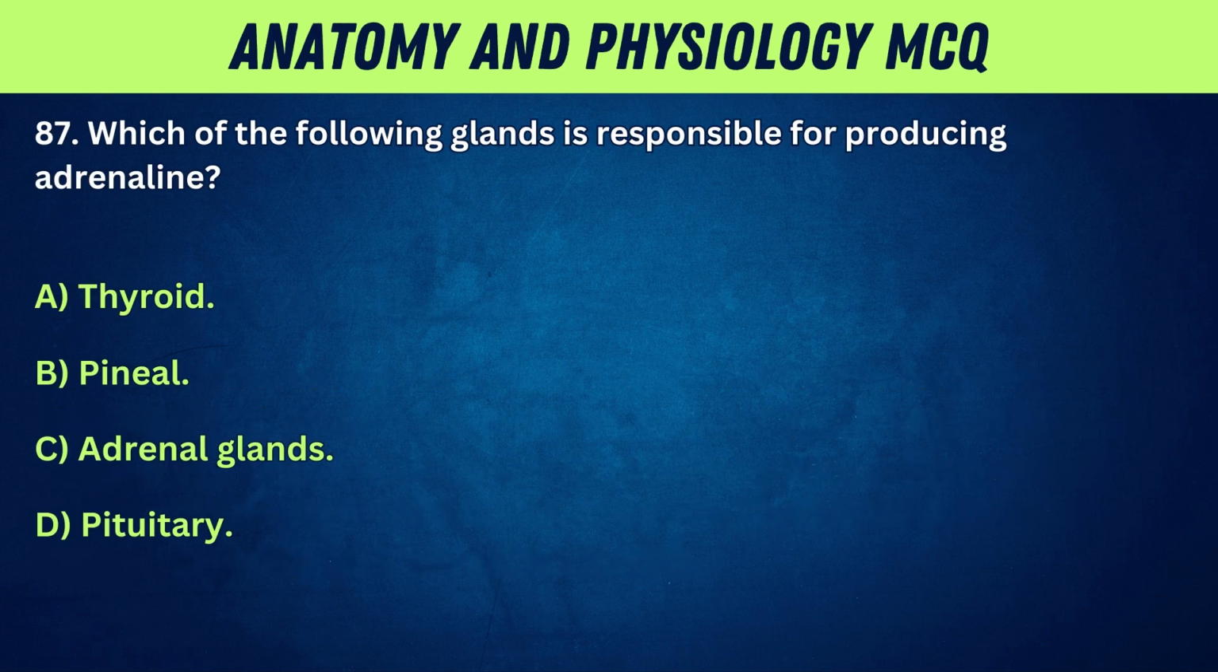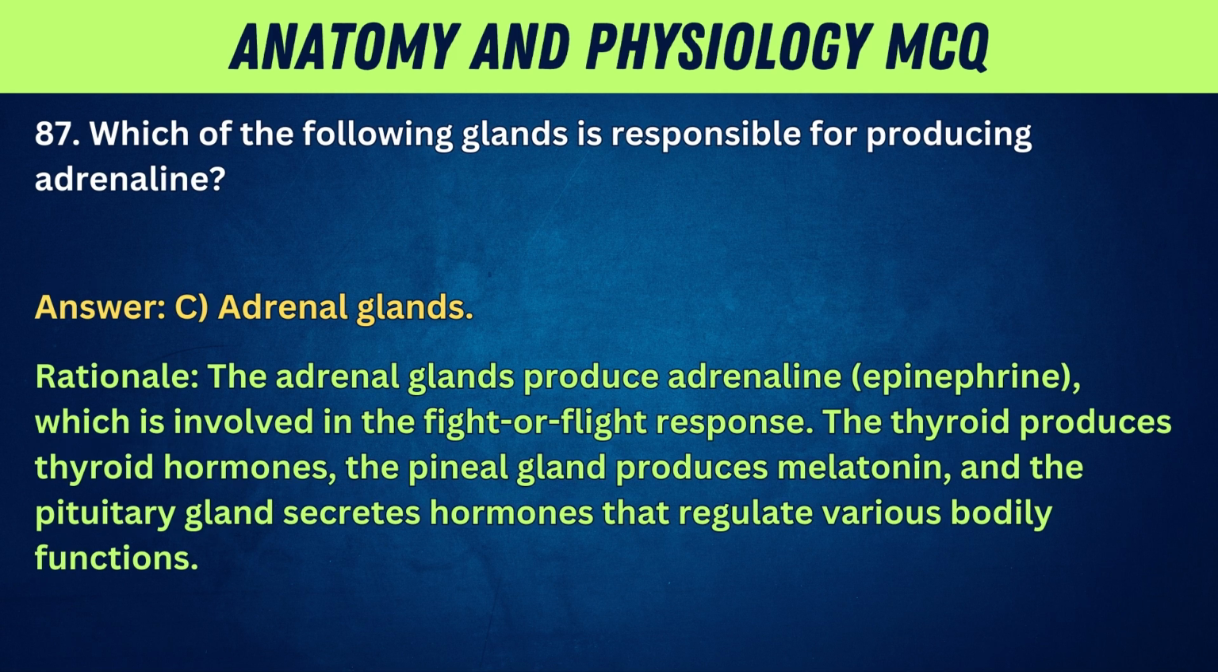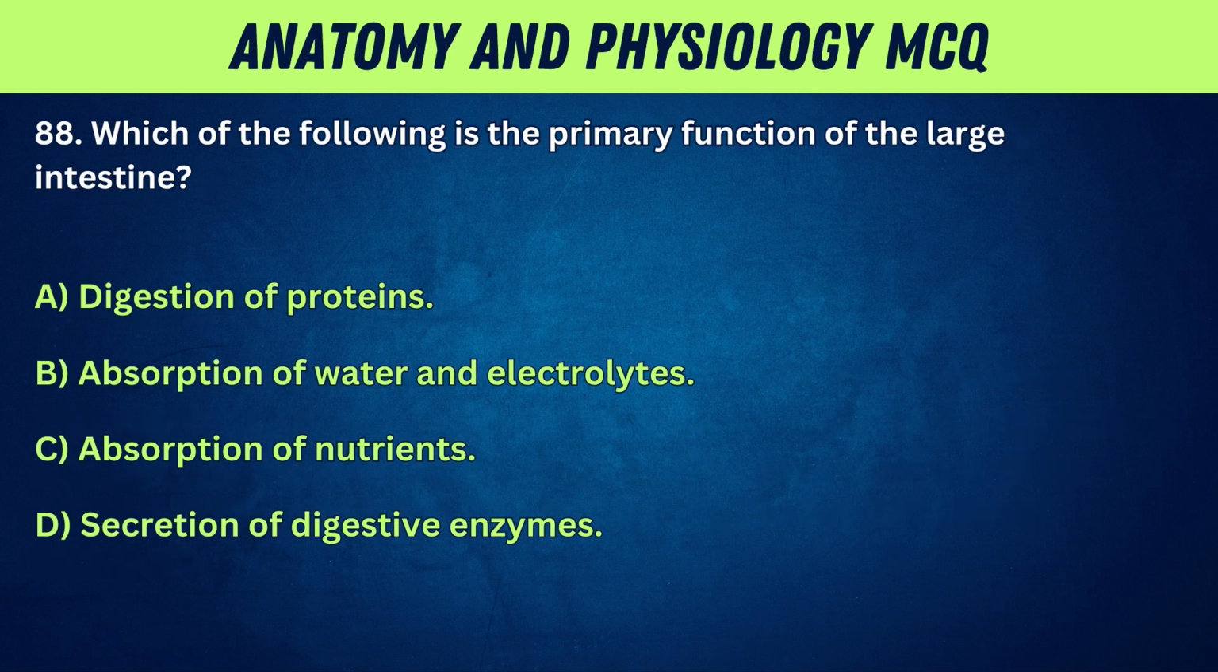87. Which of the following glands is responsible for producing adrenaline? A. Thyroid. B. Pineal. C. Adrenal glands. D. Pituitary. Answer: C. Adrenal glands. Rationale: The adrenal glands produce adrenaline (epinephrine), which is involved in the fight-or-flight response. The thyroid produces thyroid hormones, the pineal gland produces melatonin, and the pituitary gland secretes hormones that regulate various bodily functions.